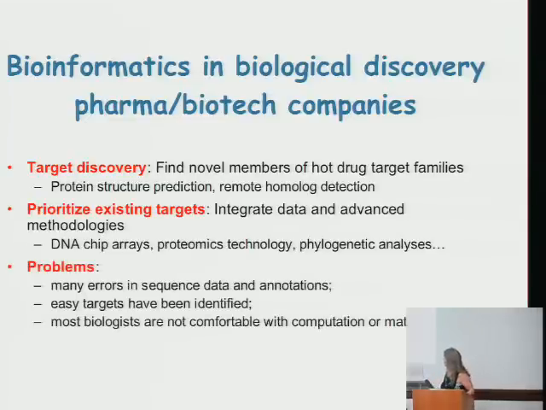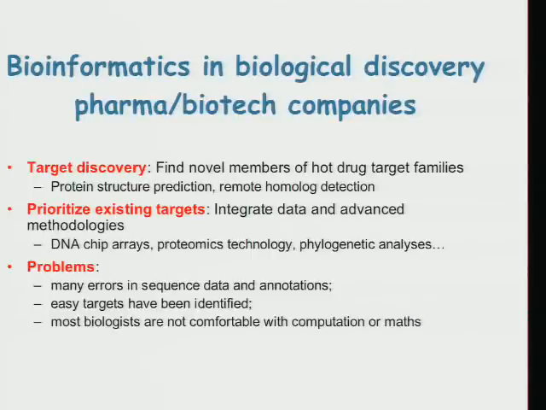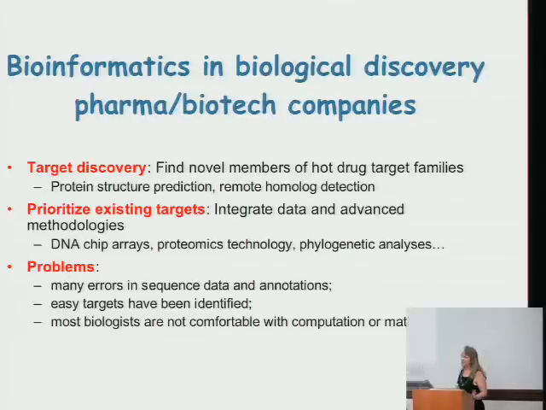So the problems are there's a lot of errors. These errors are in the sequence data themselves. The gene structures are wrong in some cases, and also in the annotations. There's a huge fraction of sequence annotations where the predicted functions have been assigned to sequences that are actually incorrect.